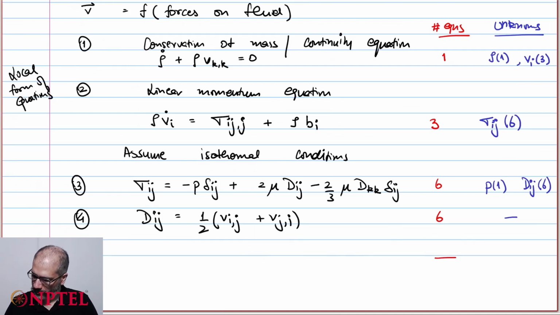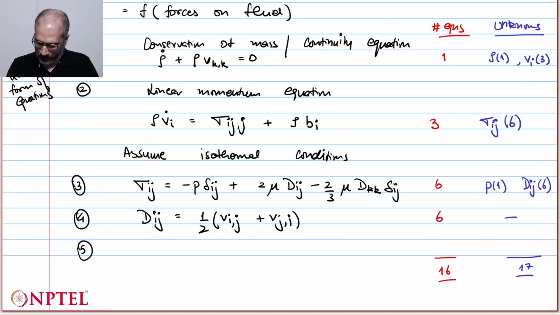So we have a total of 16 equations, and in terms of the number of unknowns, we have 17 unknowns. So we need one more equation to close the system, and we already have that because we haven't included the equation of state here.